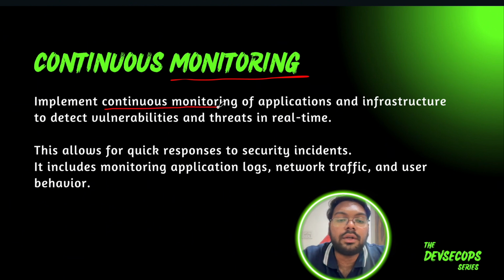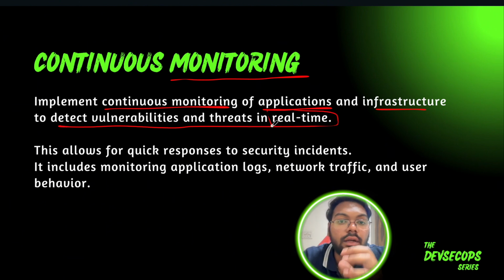So implement continuous monitoring of application and infrastructure to detect vulnerabilities and threats in real time. That is why we need continuous monitoring tools. Alerting systems, logging and monitoring tools is what we usually configure in this particular phase. Now why do this? This allows us quick responses to security incidents.